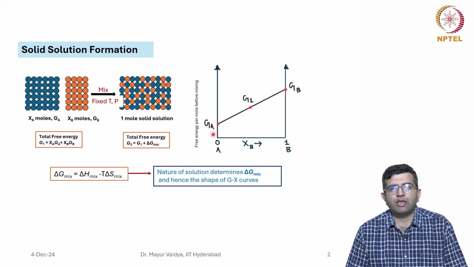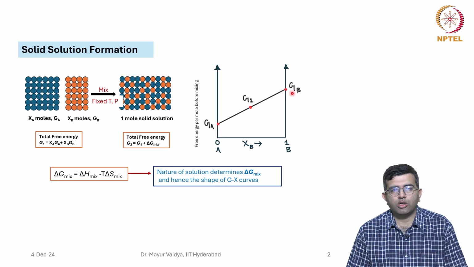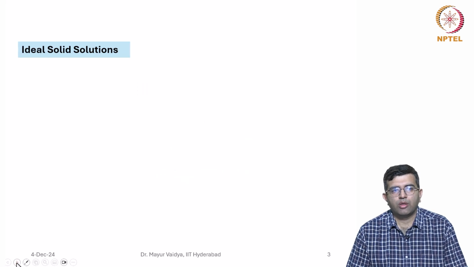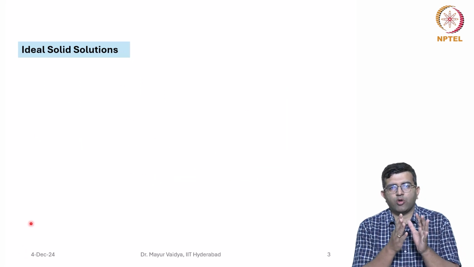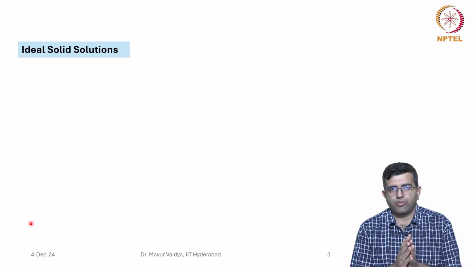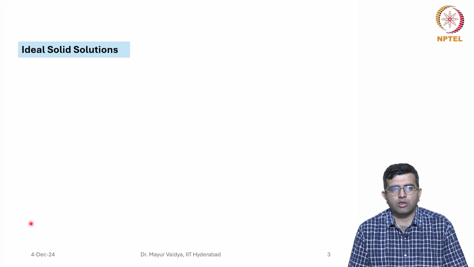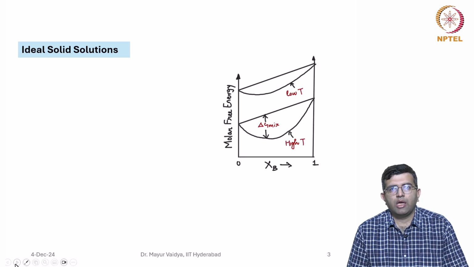So graphically this is the situation before the mixing. Simply GA and GB, the G1 is somewhere here on the linear curve. Now let us take the first case where the solution is what we call an ideal solid solution. Ideal solid solution, what it means is, I will just come to the graph a little later.